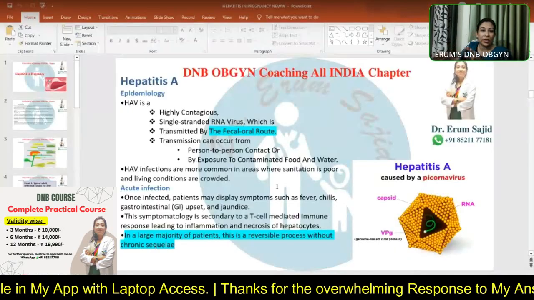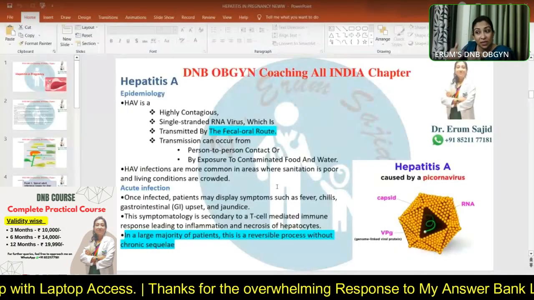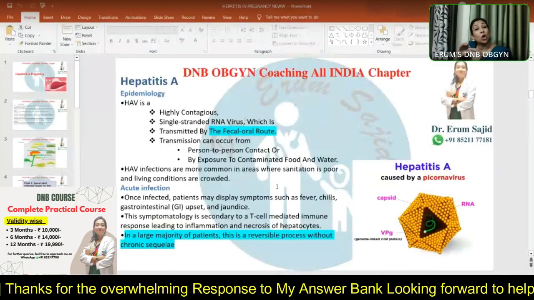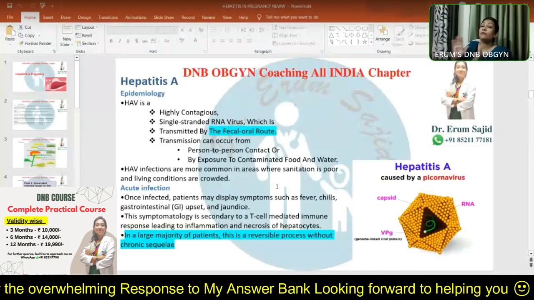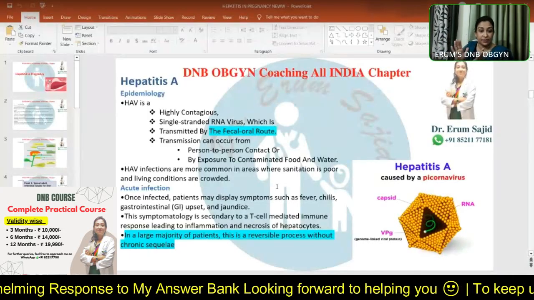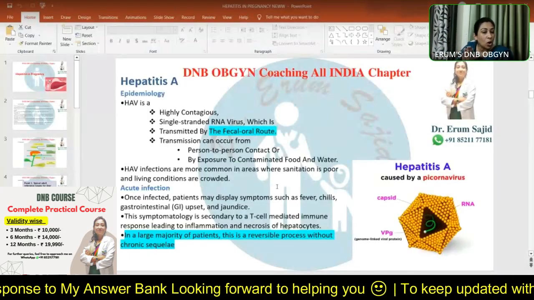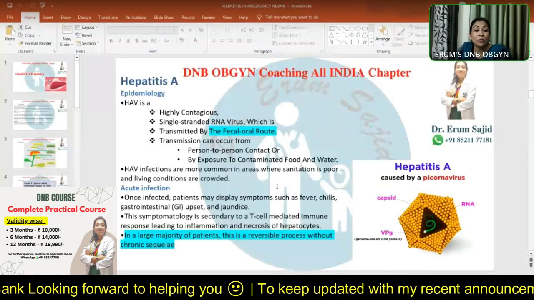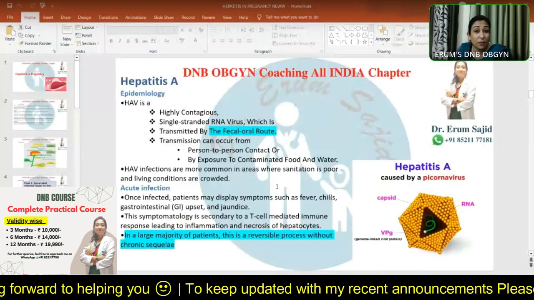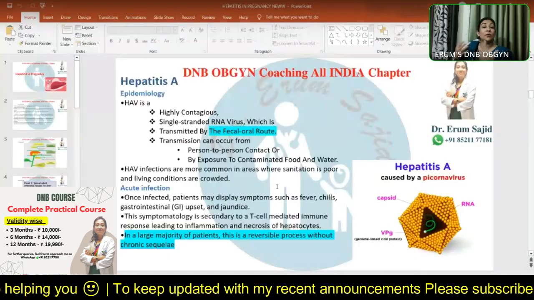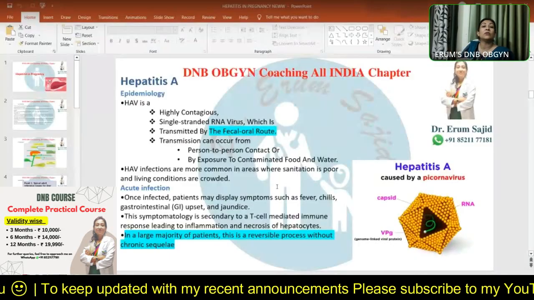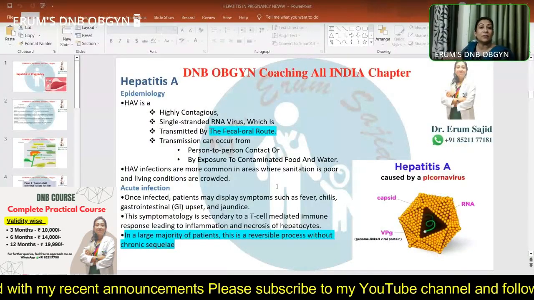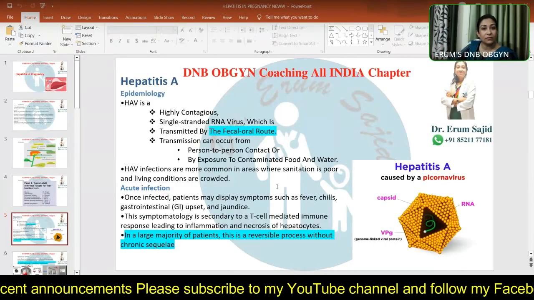Fever might be low grade. If fever with chills comes at all, then you should think about others as well, like malaria, dengue, and all. But when jaundice develops, first be thoughtful about hepatitis. So GI upset is the most common feature. This symptomatology is secondary to a T-cell mediated immune response leading to inflammation and necrosis of hepatocytes. So our T-cell immunity activates itself, because hepatocytes are being infected right now by the virus. Those hepatocytes are being killed by the T-cells because they are damaged.